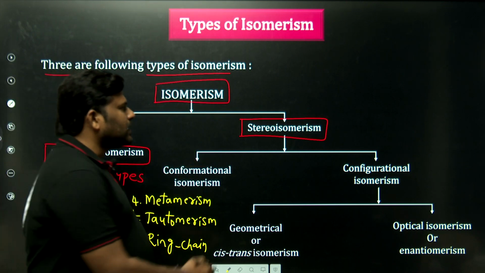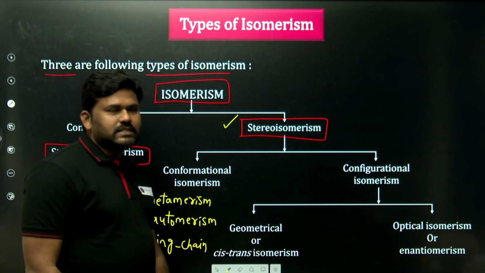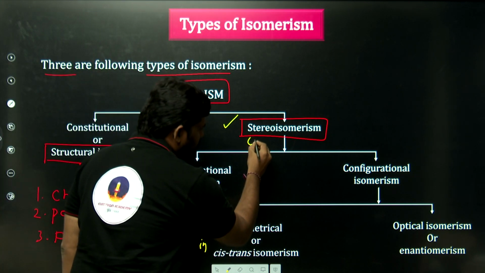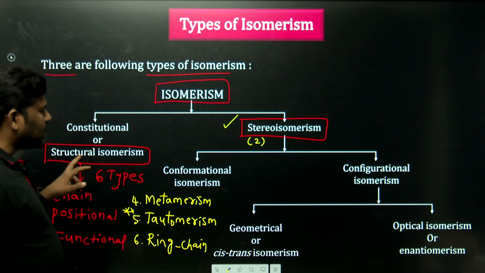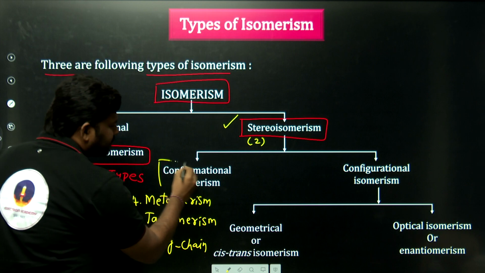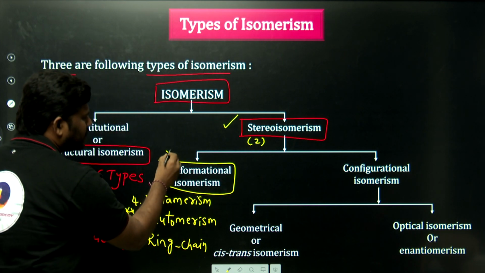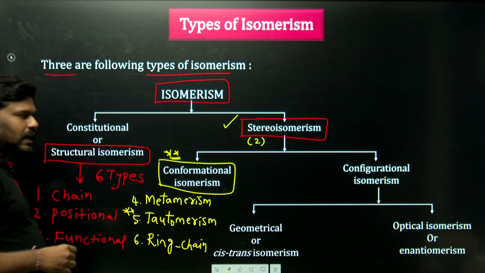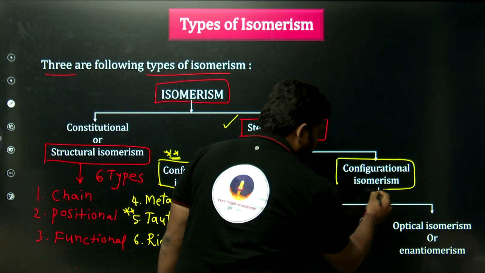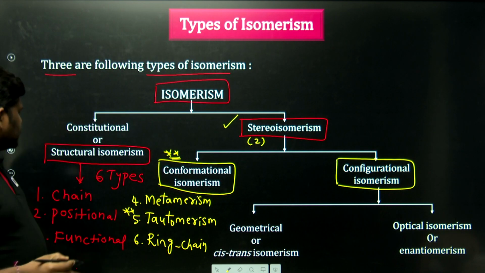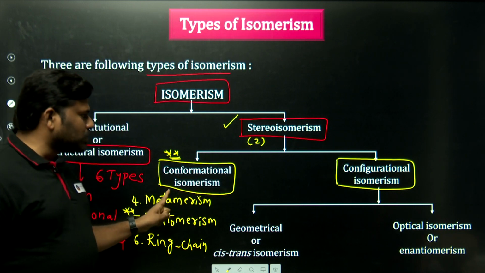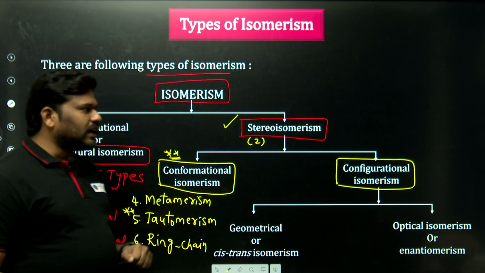Next we are moving to stereoisomerism. Sir, what is stereoisomerism? It is again divided into 2 types. Structural are 6 types, stereo are 2 types. Those are conformational isomerism, which is also very important, and configurational isomerism. So this is structural, this is stereo, and stereo is again divided into conformational and configurational.